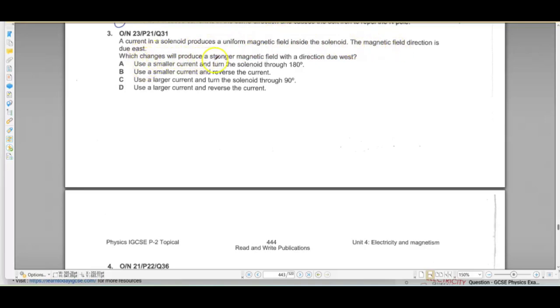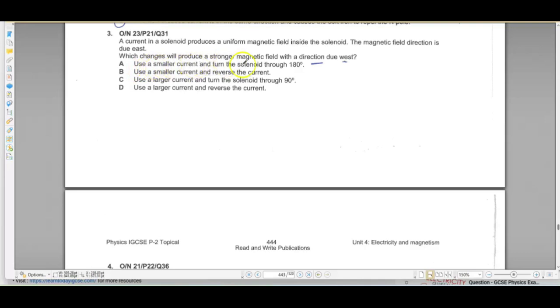Which changes will produce a stronger magnetic field with a direction due west? Okay. We need a stronger magnetic field, so we would need more current. And the direction has to be changed, so the direction of the current can be changed, and this is going to give us the desired result. So let's look at the options.